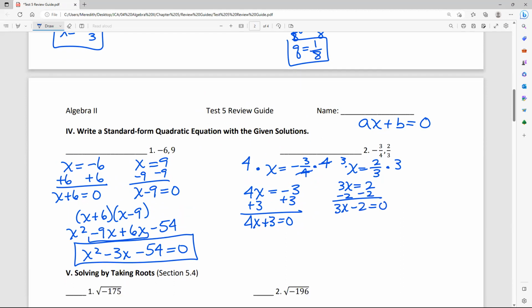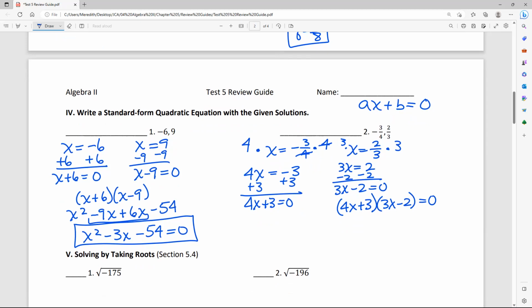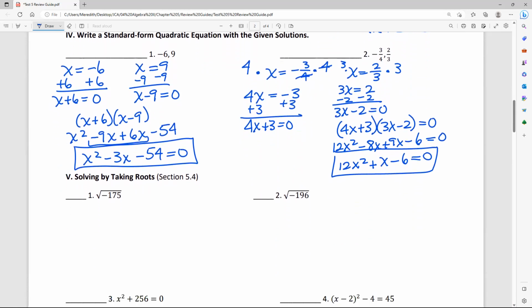So now I have my two binomials. I have 4x plus 3 times 3x minus 2 equals 0. And we FOILed. 4x times 3x is 12x squared. 4x times negative 2 is negative 8x, plus 9x, minus 6 equals 0. Combine your middle terms. And your final answer is 12x squared plus x minus 6 equals 0. And we're done. All right, let's go ahead and finish this up.